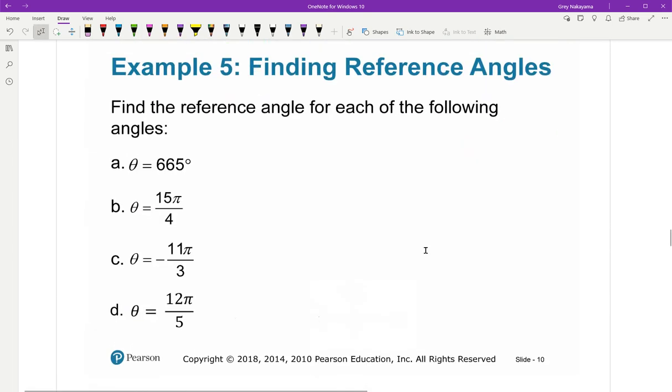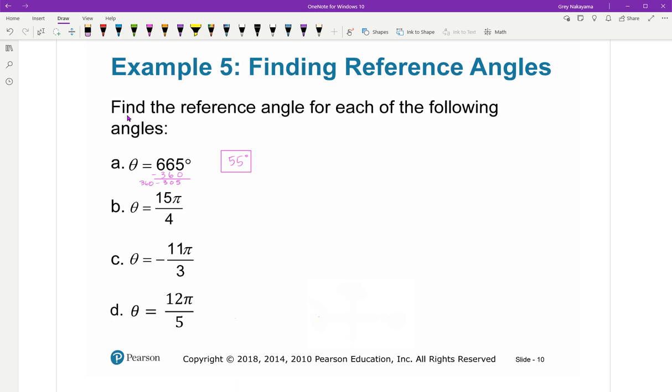Now look at this next group. It's a little different because all of these are bigger than 360. So as I said, you want to bring the angle down to between 0 and 360, so you'll know what to do. So 665 minus 360 is 305. Where's 305? What quadrant? Fourth quadrant, which means I'm going to use 360. And 360 minus 305 is 55 degrees.